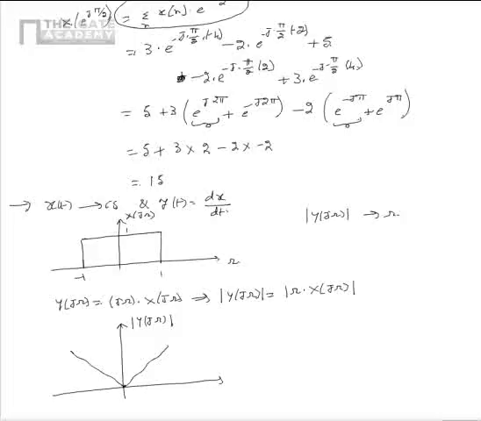Please note that the abs of Y of j omega is positive in the range of minus 1 to 1, as shown. From this, we can say that the area of abs of Y of j omega with respect to omega is 2 into 1 by 2 multiplied by 1 into 1, which is equal to 1. So from the given data, we can find that the area of abs of Y of j omega with respect to the omega axis is 1.